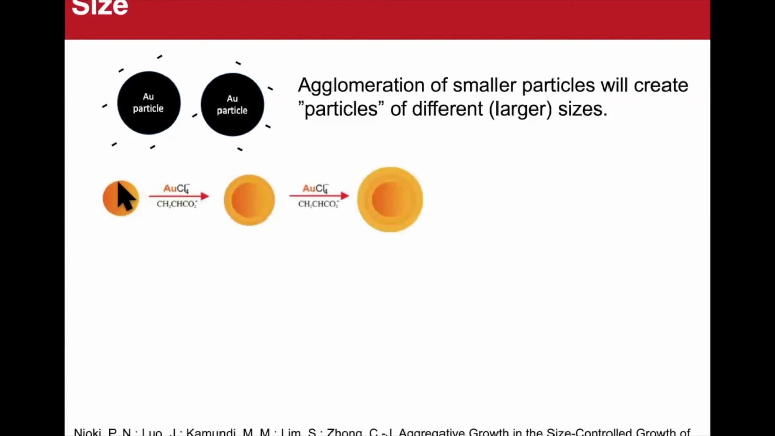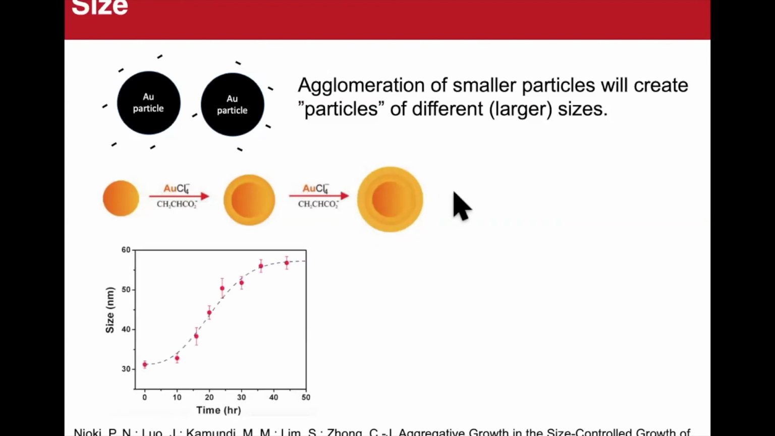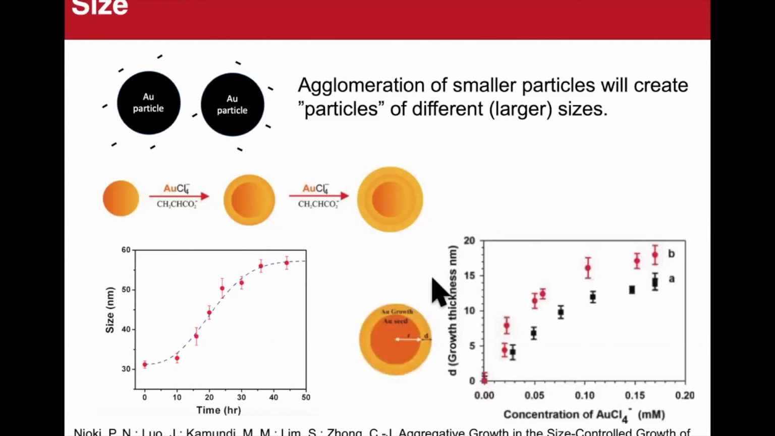One could also start off with a gold seed and grow larger and larger gold particles. You could see that the size of the particles over time will look like a sigmoid that you see here. And so by controlling the gold concentration over time, you can actually change the gold nanoparticle thickness. For lab 3, we'll be focusing on this part, in which we're creating different particle sizes by agglomerating the smaller particles together.